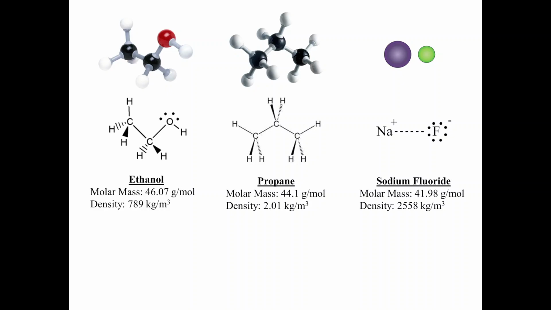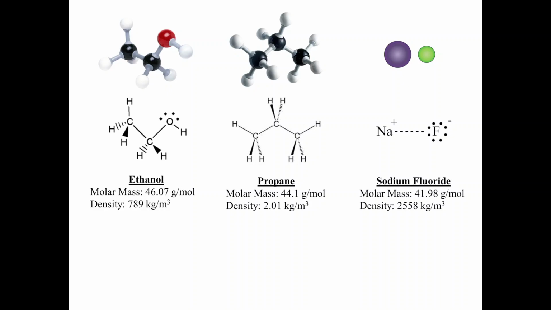To compare molecules, we have to make sure that they have similar molar masses. Or if we want to compare their intermolecular forces, we have to make sure they have similar molar masses. So here for ethanol, propane, and sodium fluoride, we have 46, 44, and 42 grams per mole, which are fairly close, and we're going to say that they're the same. It's not like we're trying to crack open the code of a gem locker or anything like that.